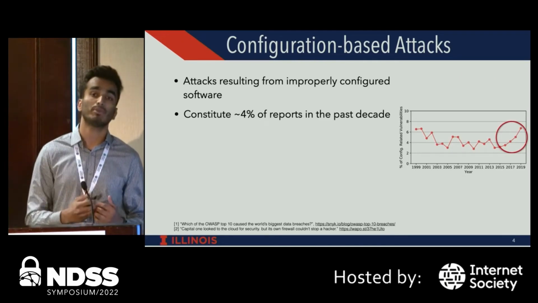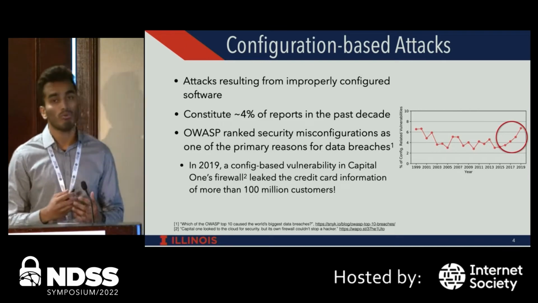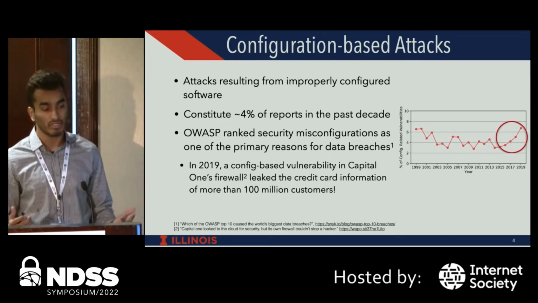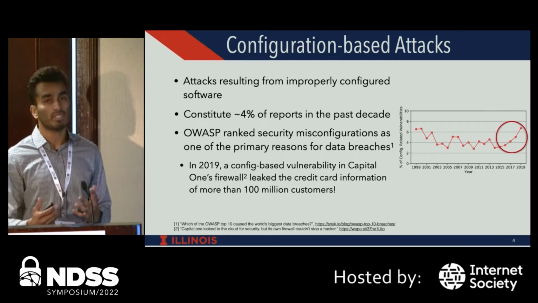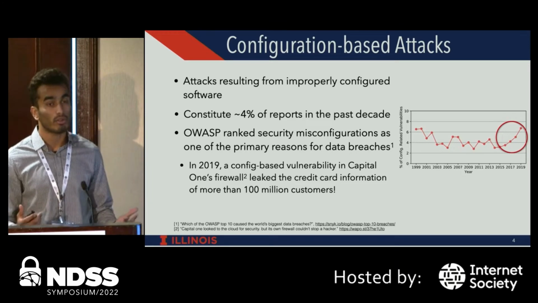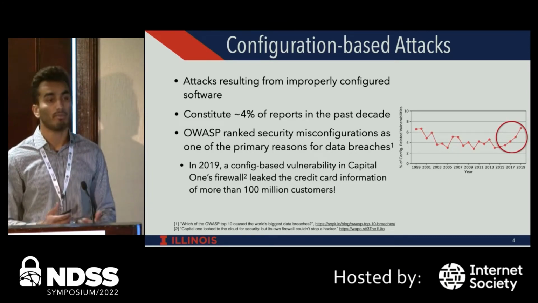Moreover, apart from their prevalence, these attacks can also have dire consequences. OWASP ranked security misconfigurations as one of the primary reasons for data breaches. For example, in July 2019, a configuration-based vulnerability in Capital One's firewall leaked the credit card information of more than 100 million customers. And there are many more examples like that.